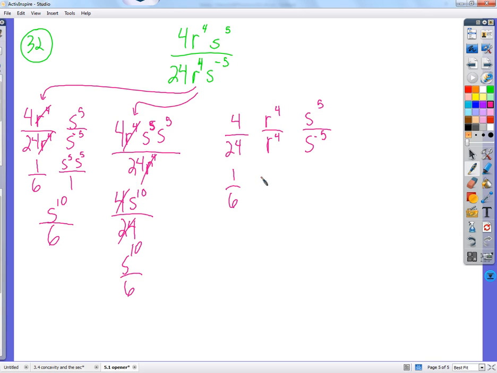And then we could do the property where we get the power of a quotient, where we take r to the 4th minus 4, right? Subtract the exponents. Why not? Times s to the 5th minus negative 5. 1/6. But what's r to the 0? 1. So 1/6 times 1 times what's 5 minus negative 5? It's 10. So we get s to the 10th over 6. Another one.